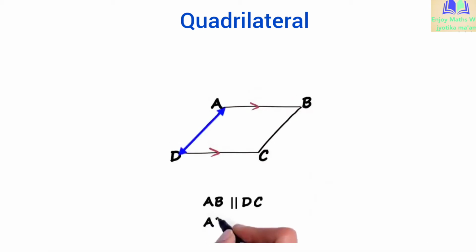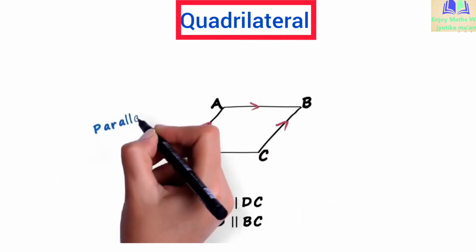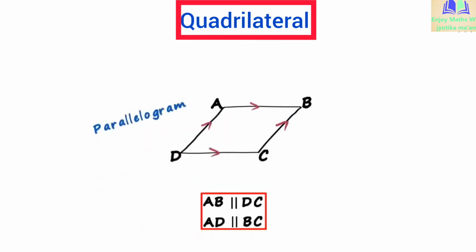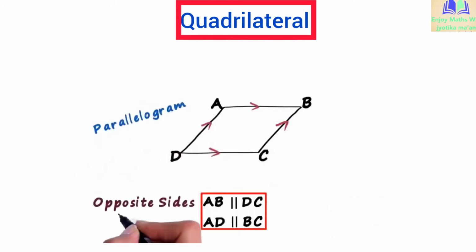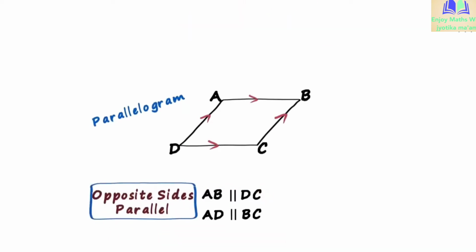The second pair of opposite sides is AD and BC. We can also see that AD is parallel to BC. So, we draw arrows like this. Such quadrilaterals are called parallelogram. Both pairs of opposite sides are parallel. This is the basic property of parallelogram.